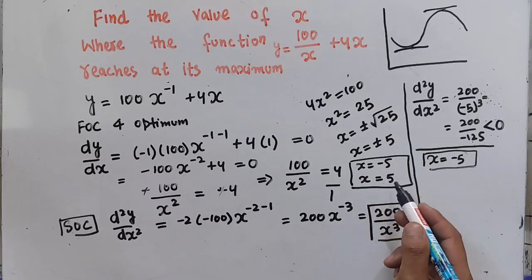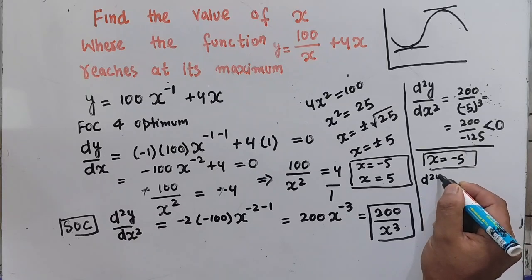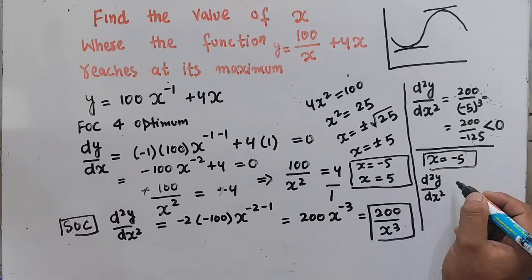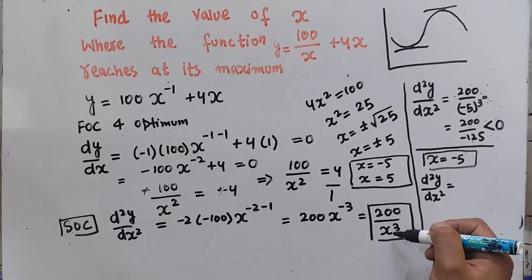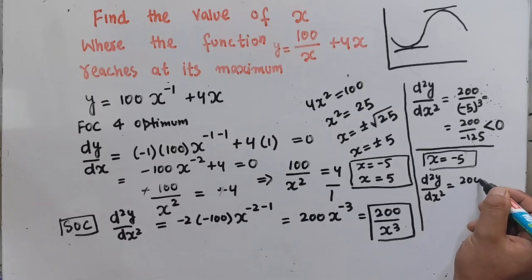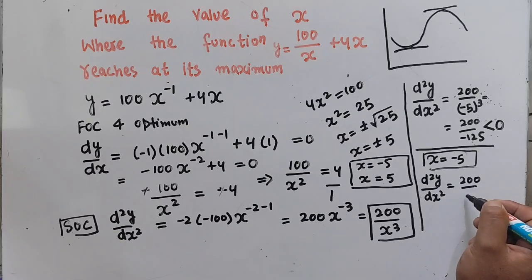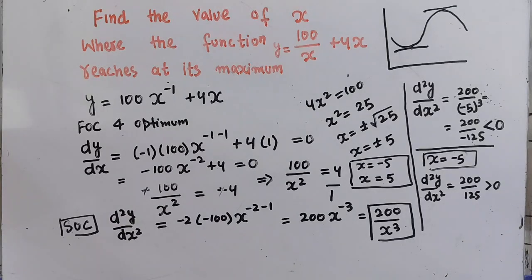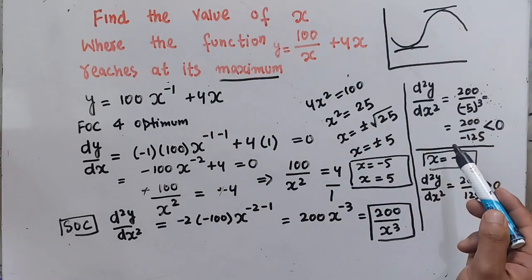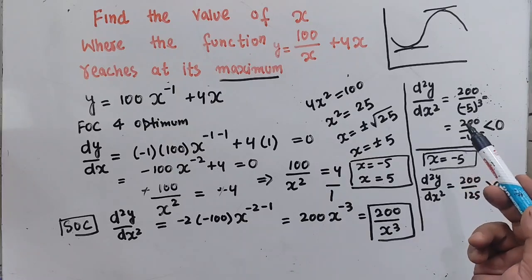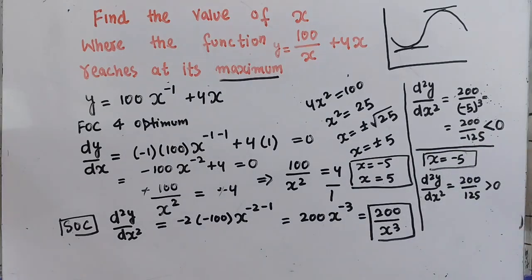Now if we evaluate it at x is equal to positive 5, so let us see d square y upon dx square, and evaluate it. So plug x is equal to 5, we will get here 200 divided by x cube, 5 cube, which is 125, which is greater than 0 here. If the second derivative comes out to be positive, then this satisfies the condition for minimum, since we need to find the maximum point. So when the second derivative comes out to be negative, we get the condition for maximum.